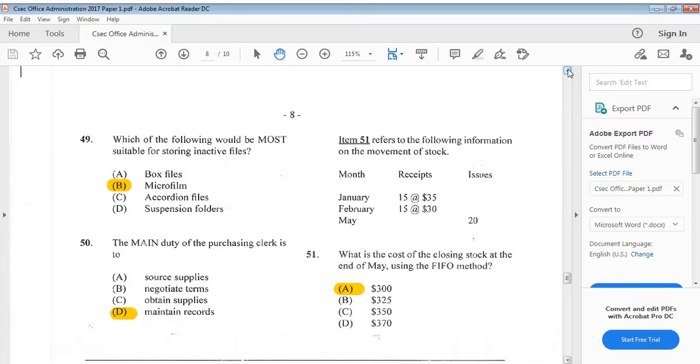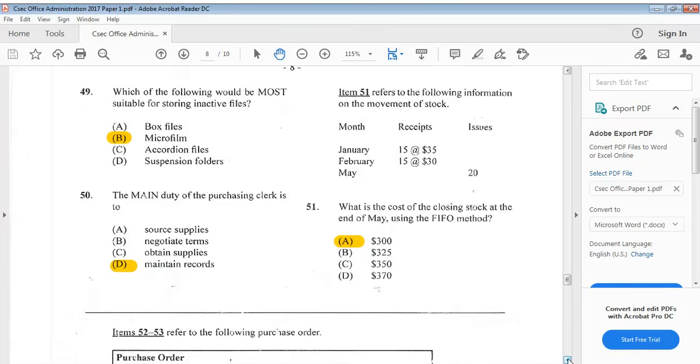Let's go on to number 51. Right, we have some stocks here, the movements of stock. So we're going to see how we can use a FIFO method now. 51 says, what is the cost of the closing stock at the end of May using the FIFO method? And we know FIFO is first in, first out.